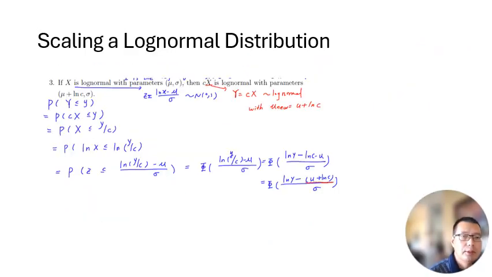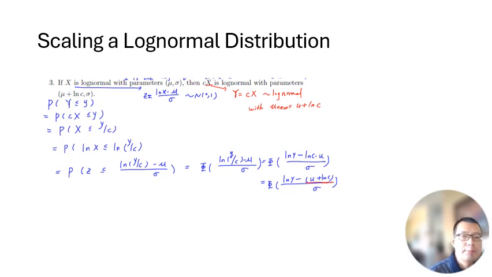Here is an example of scaling a log normal distribution. If X is log normal with parameters mu and omega, then cX is log normal with parameters mu plus natural log of c, and omega. This can be derived as follows.